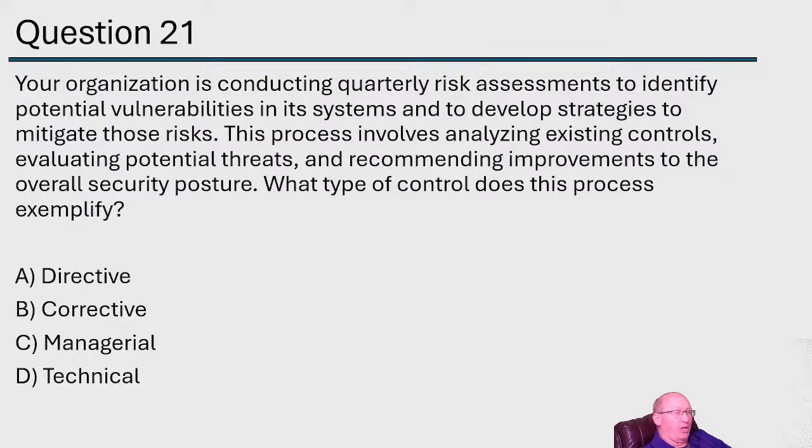All right, question 21. Your organization is conducting quarterly risk assessments to identify potential vulnerabilities in its systems and to develop strategies to mitigate those risks. This process involves analyzing existing controls, evaluating potential threats, and recommending improvements to overall security posture. What type of control does this process exemplify?